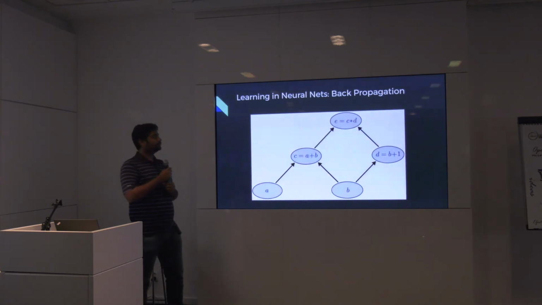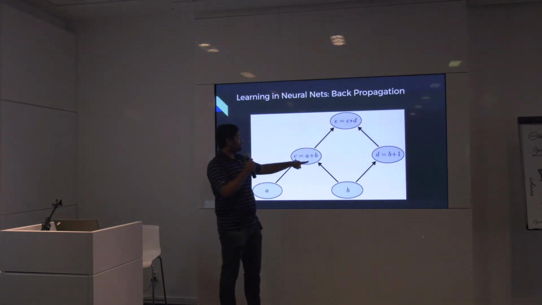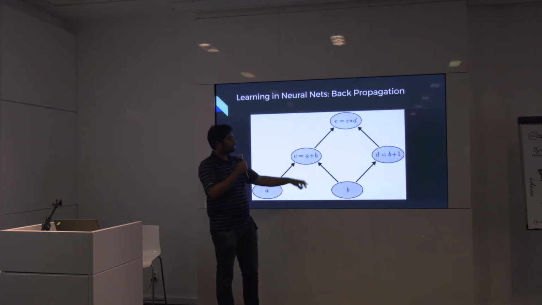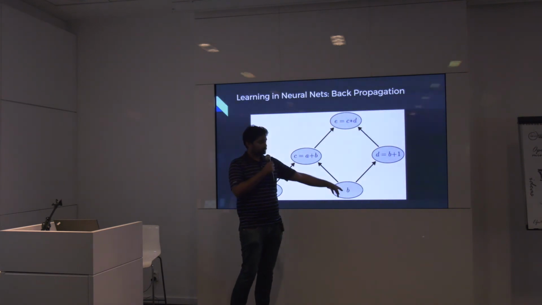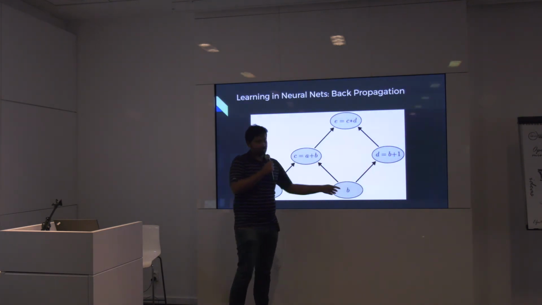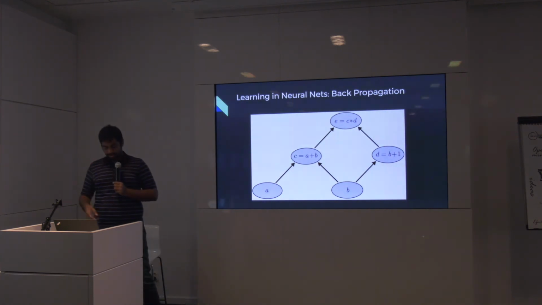So let's say E is your output, and E depends on C and D. You define C as A plus B, so C depends on A and B, and D is defined as B plus 1, so D depends on B. Learning happens, it's a game of blame.